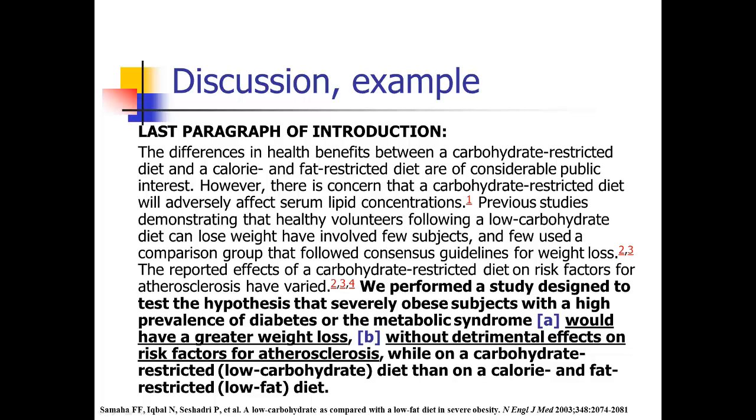So they said, we performed a study designed to test the hypothesis. Notice it's very easy for the reader, in that introduction section, to find what they were doing, because they actually said they wanted to test this hypothesis: that severely obese subjects with a high prevalence of diabetes or the metabolic syndrome, so a specific group of people, would have, A, a greater weight loss, and B, a greater weight loss without any detrimental effects on their cardiovascular risk profile. Remember, these low-carb diets encourage you to eat a lot of steak and cheese, and they were worried that maybe your cholesterol is going to skyrocket, and even if you lose weight, you're still going to be unhealthy. So those were their two aims. That was the end of their introduction section.